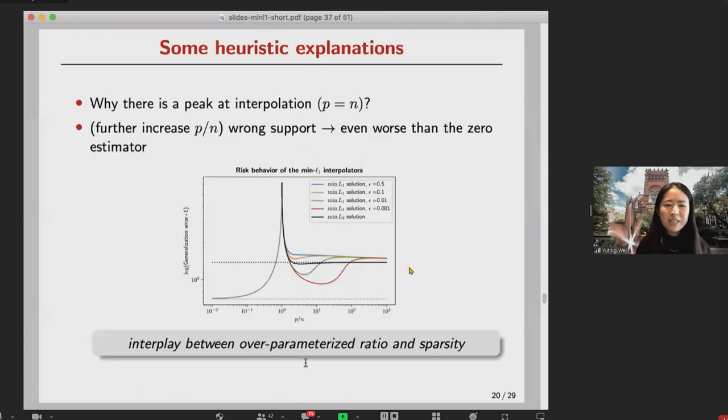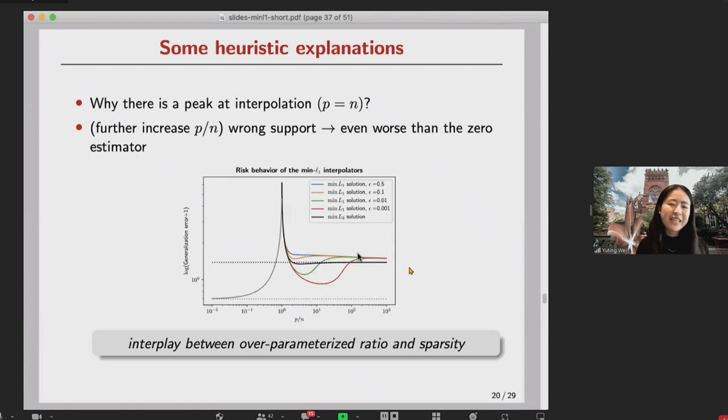Okay, and then why should you expect it to further increase with p over n? Because for the minimum L1 solution, the size of the support will always be equal to n if p is larger than n. So you somehow encourage this sparse solution. That's why sometimes if your signal is not strong enough, you want to recover a sparse solution, but the resulting support is actually not correct. When the resulting support is not correct, it behaves even worse than the zero estimator. So it will have an increasing phase where the risk is worse than the zero estimator.